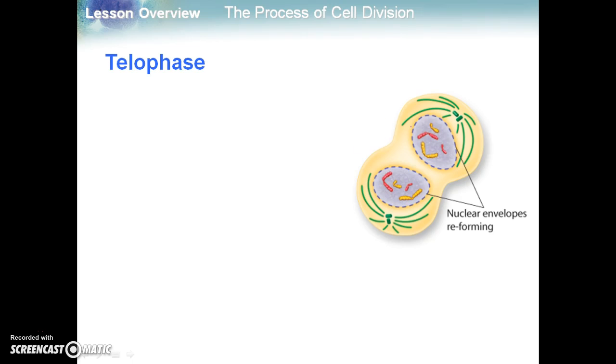In telophase, we've got our chromosomes at the poles. Our nuclear envelopes are going to reform, so we're going to reform our nuclei. And our spindle fibers are going to disappear.